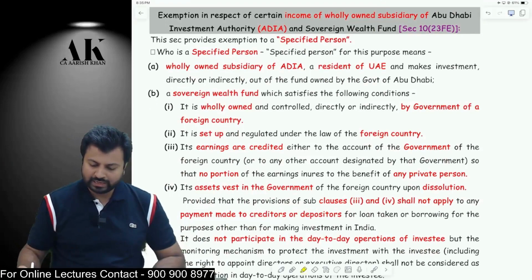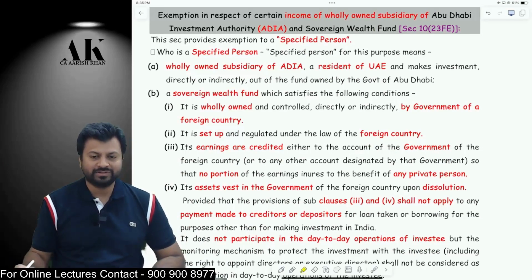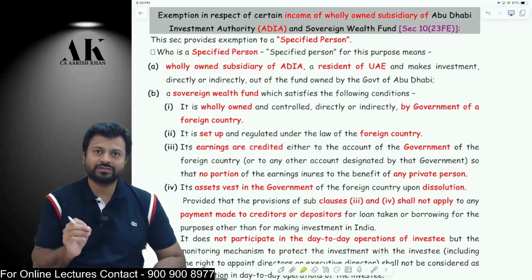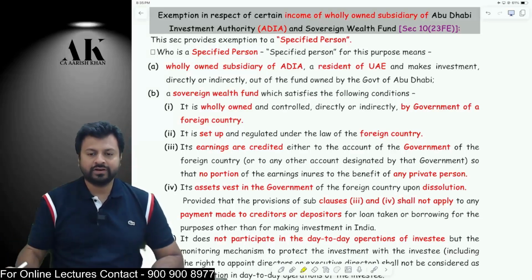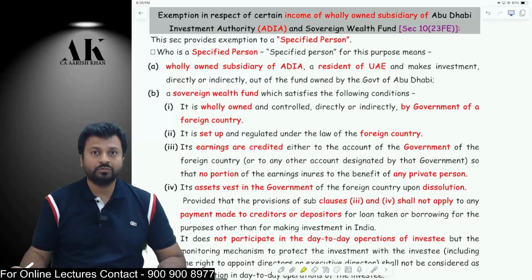Now let's move on to one last exemption, which is the biggest out of all of them, that is section 10(23FE), which is for certain specified persons. So first of all, we need to identify who are the specified persons to whom this exemption is given. Then we will see what is the exemption which is given over here.